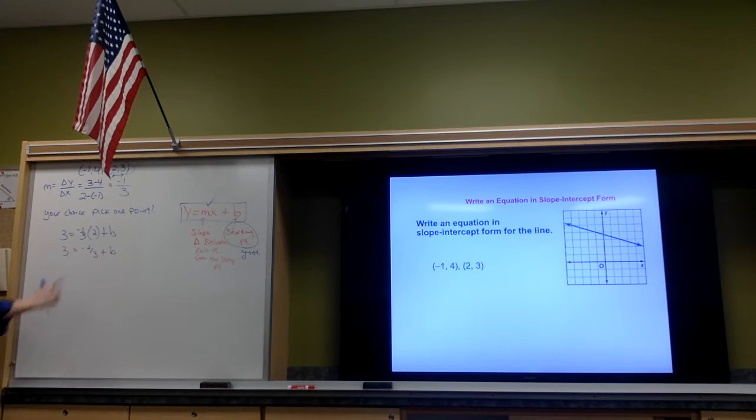And then last step, add 2/3 to both sides to get b by itself. Remember, b is the y-intercept. Okay? So 3 plus 2/3, you can leave it as 3 2/3, or do it as an improper fraction. Either way, I tend to go for the improper fraction kind.